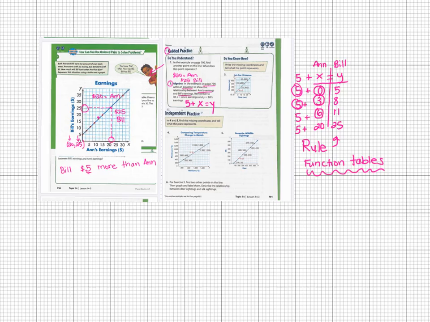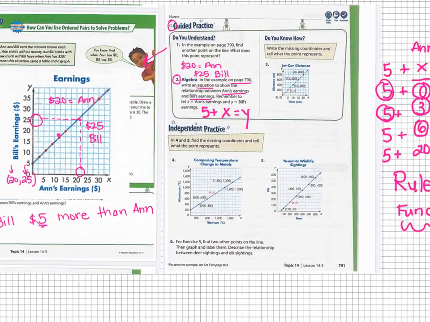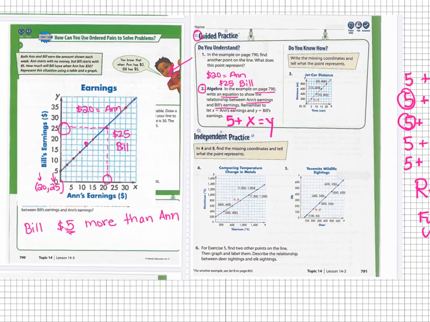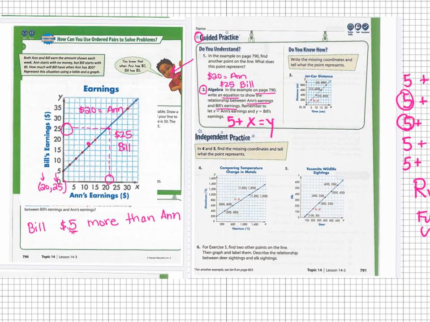But the cool thing is that you should be able to talk about it. Okay, so we're going to say goodbye to our friends Bill and Ann. I've had enough of them today. And we are going to look at this problem, number 3, which is asking us to write the missing coordinates and tell what the points represent. So similar, but just a different scenario.